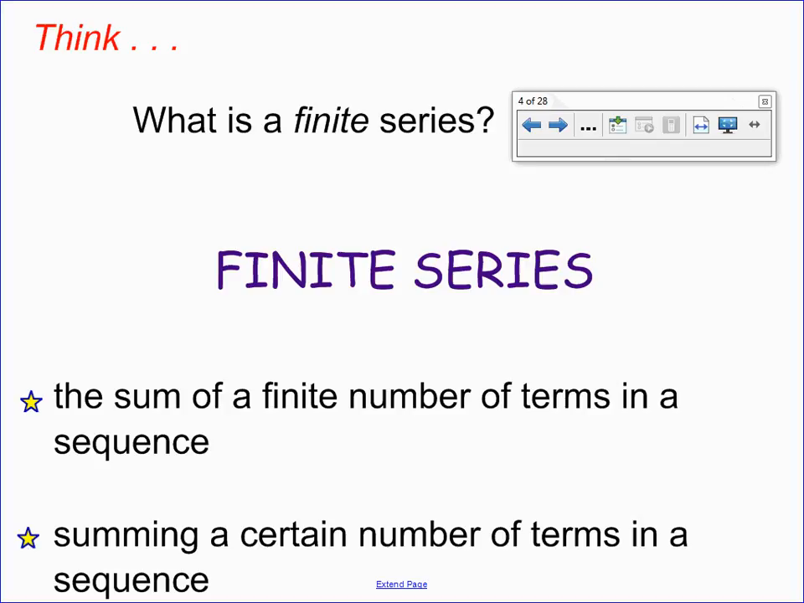Our S sub 4 from Bellwork was a finite series. It summed up 4 terms in a sequence. So summing a certain number of terms in a sequence is a finite series. That's a set number that we can calculate, right?